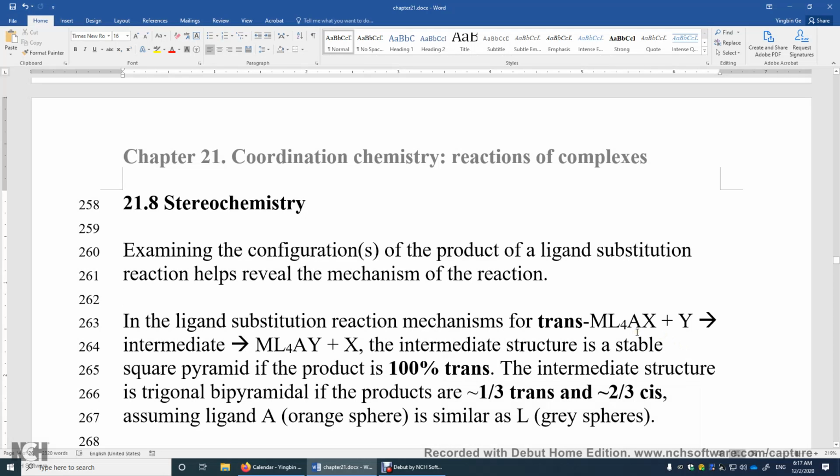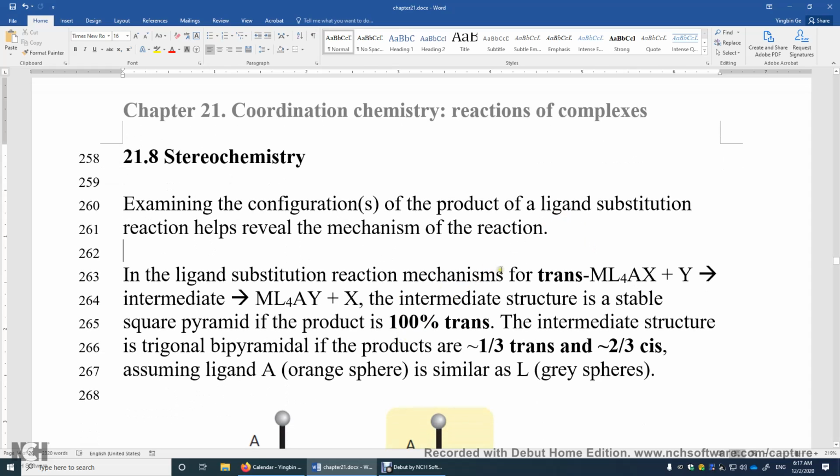Section 21.8 Stereochemistry. Examining the configurations of the product of a ligand substitution reaction helps review the mechanism of the reaction. To be more specific, it helps review the structure of the intermediate. Let me give you one example.